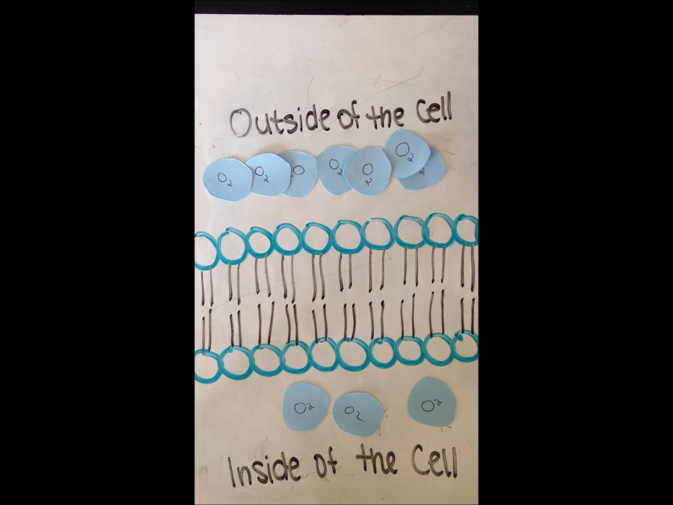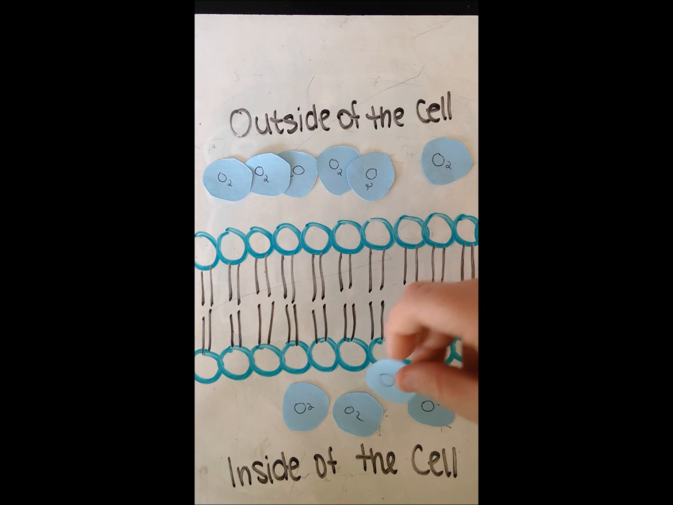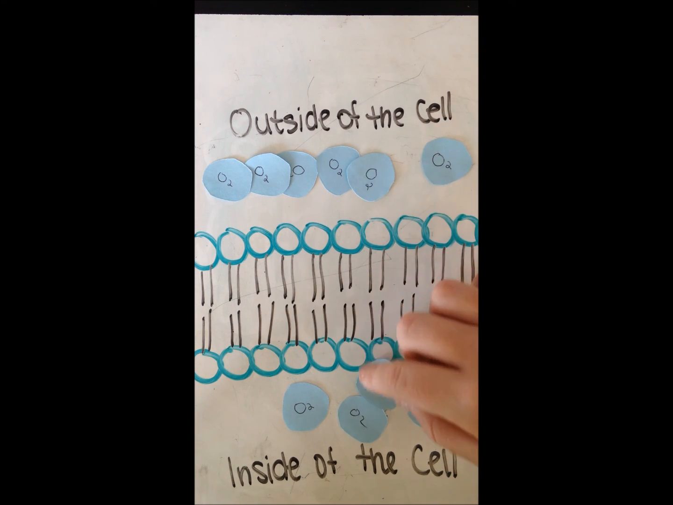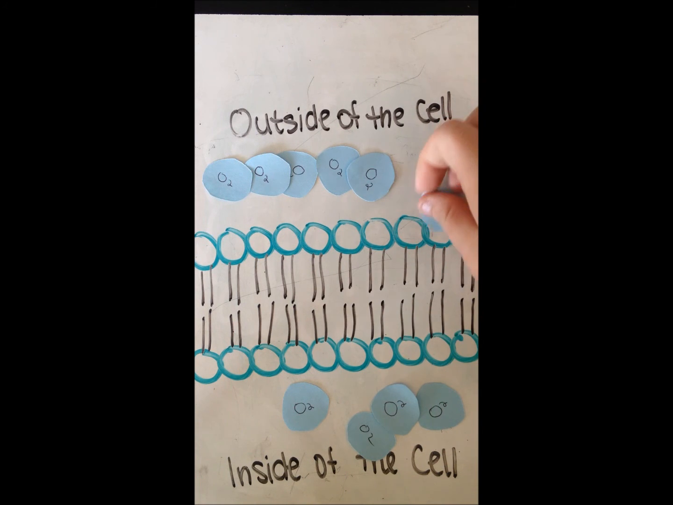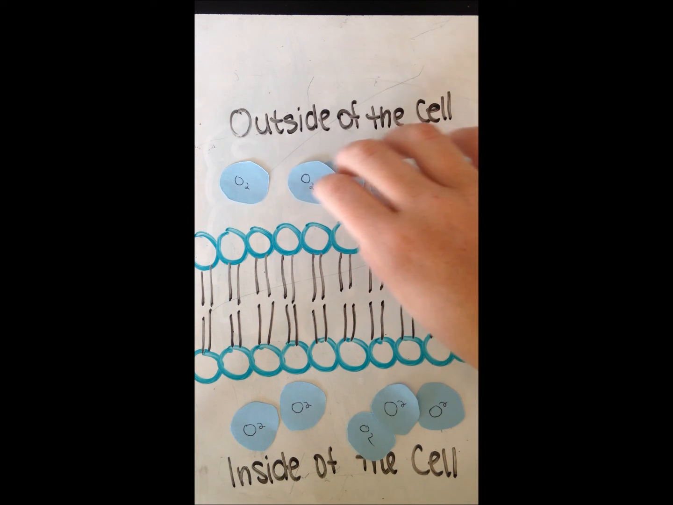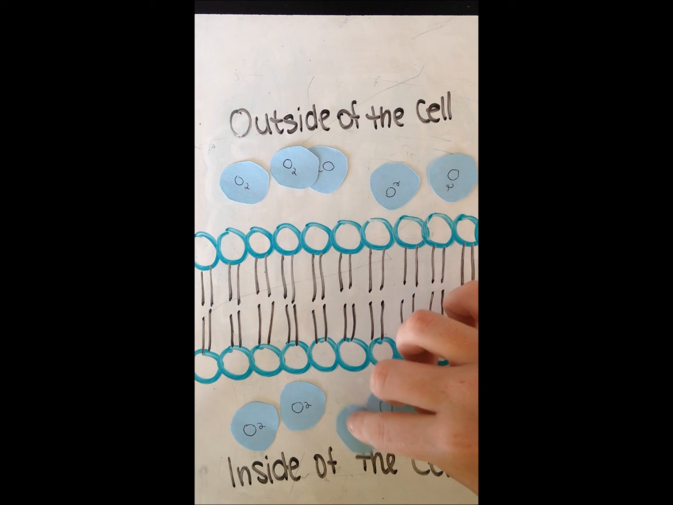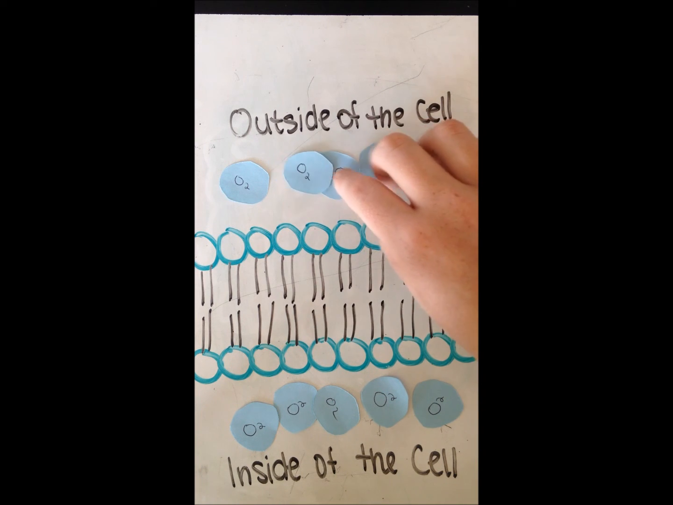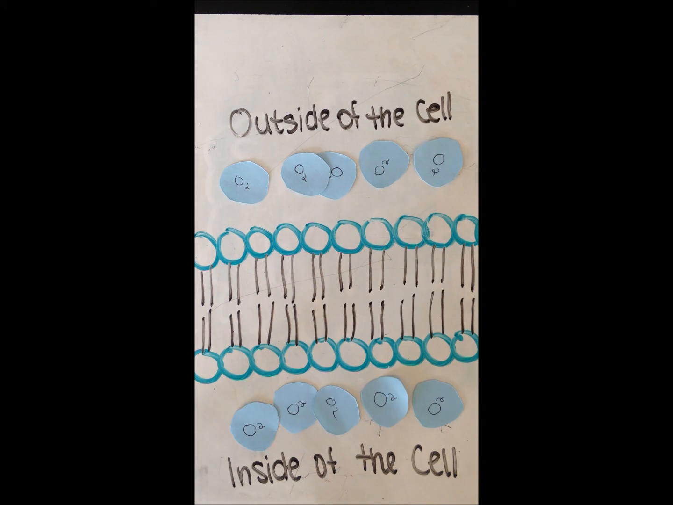Once it's realized that oxygen needs to be inside the cell, it will diffuse across the phospholipid bilayer without protein or energy until the equilibrium is reached. So now there's 5 on this side and 5 on this side. Things to remember about simple diffusion would be the molecule movement from high to low numbers without the assistance of protein or energy. Simple diffusion transports gases.